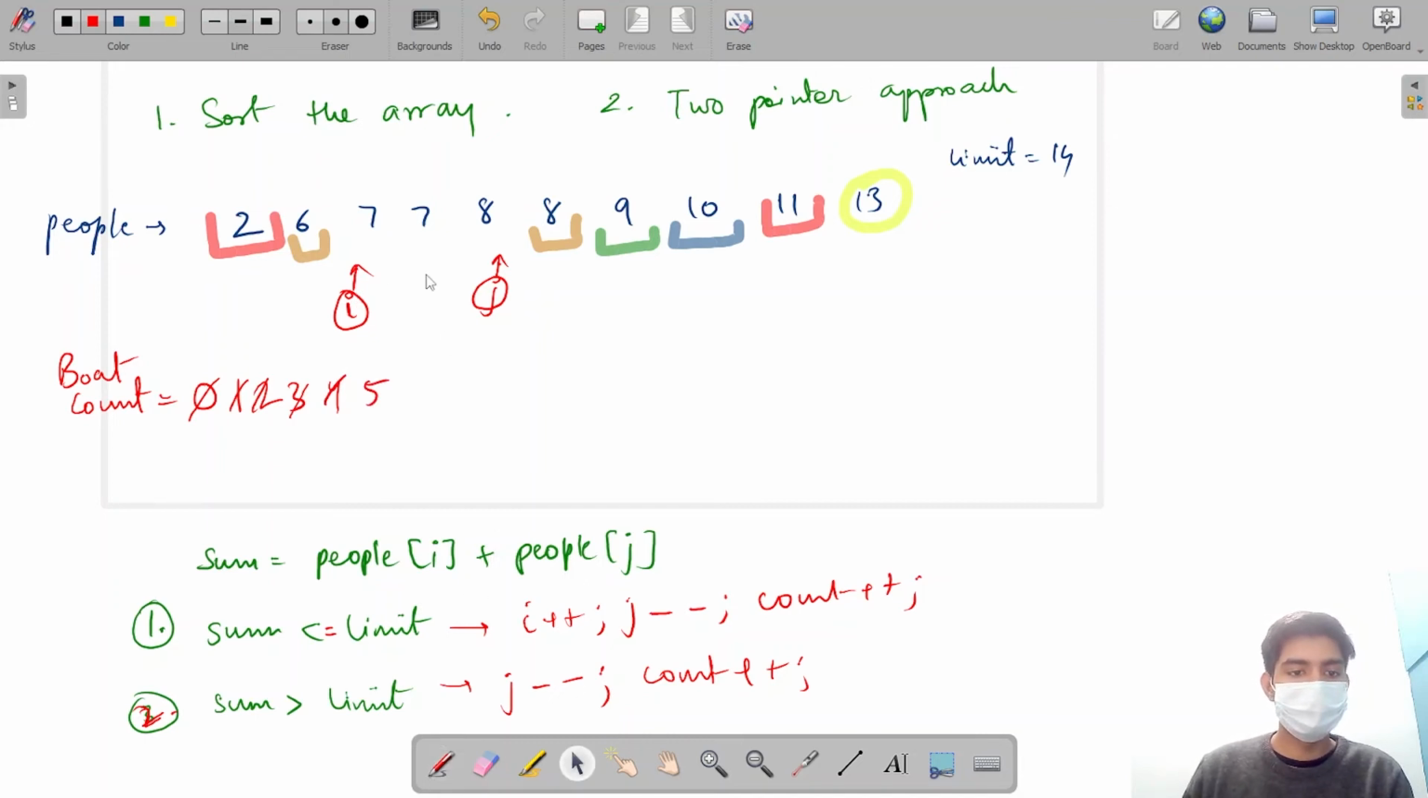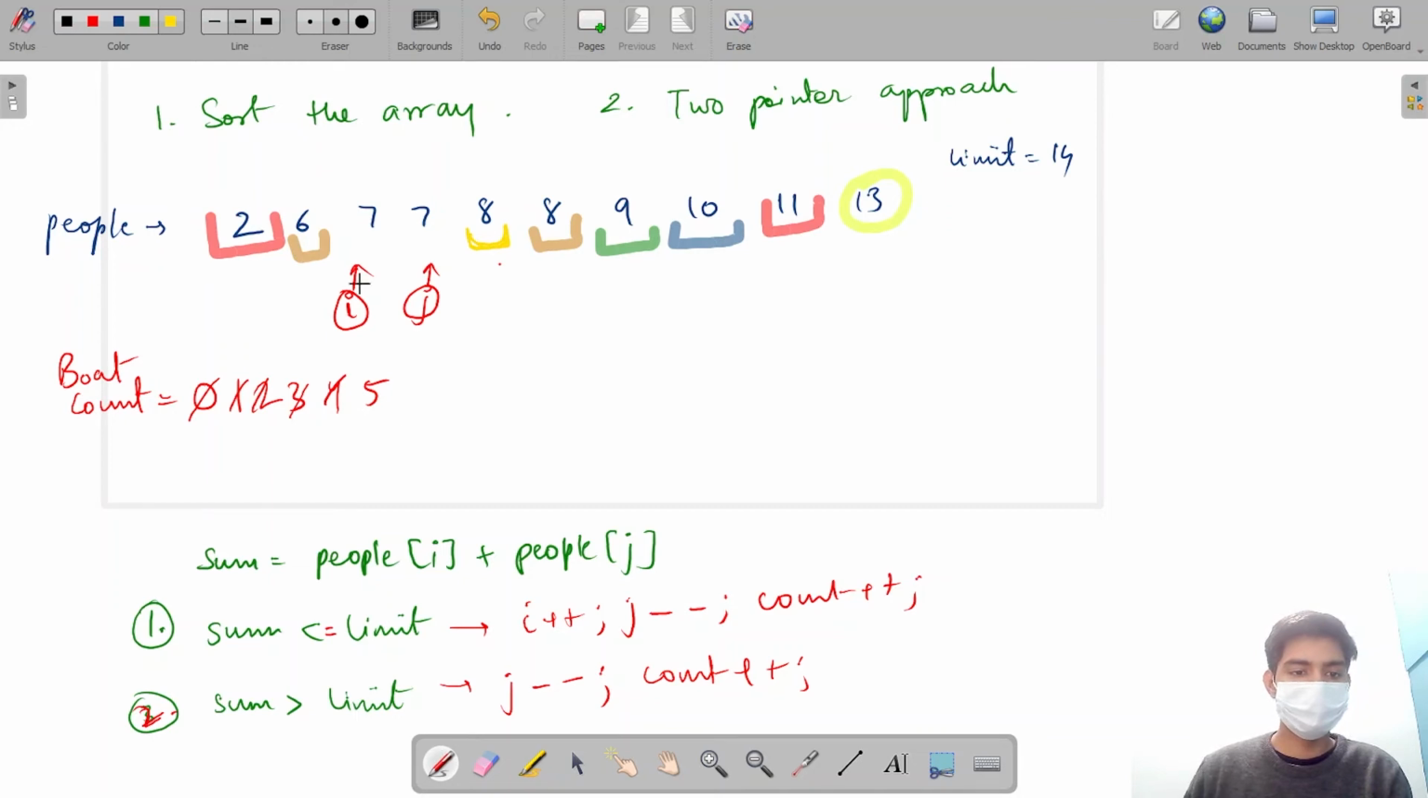Okay. Now I have I and j again. I plus j gives me 15. Right? 7 plus 8 gives me 15, which is greater than my limit. So I'll decrement my j, which means that this 8 will go alone. Right? This 8 is going to go alone.